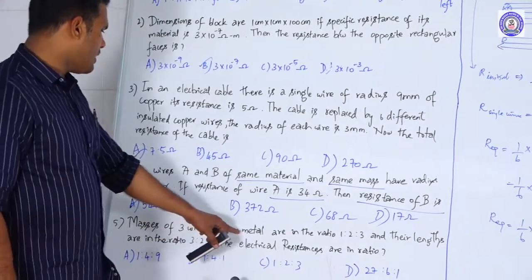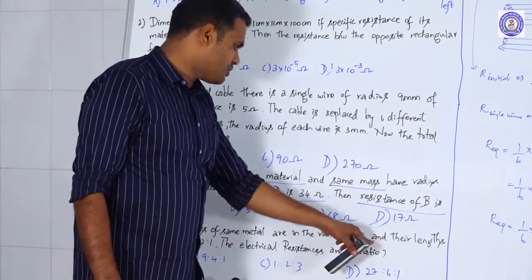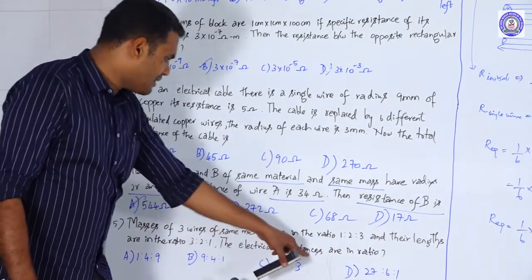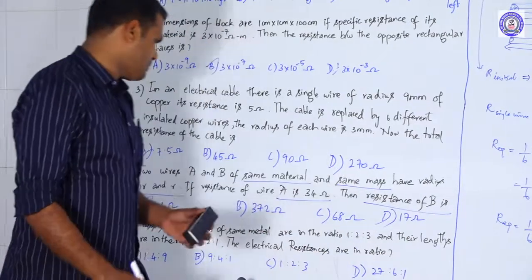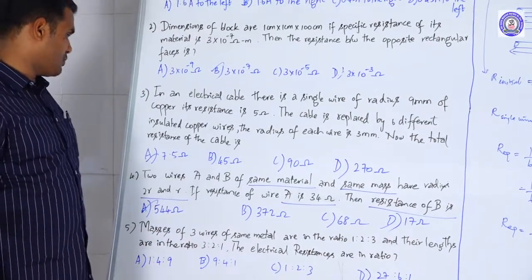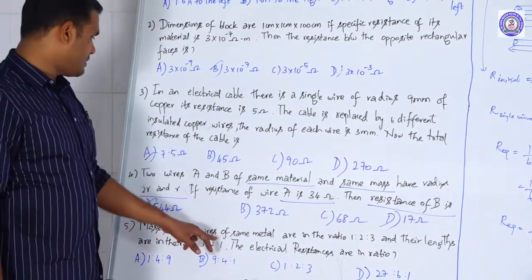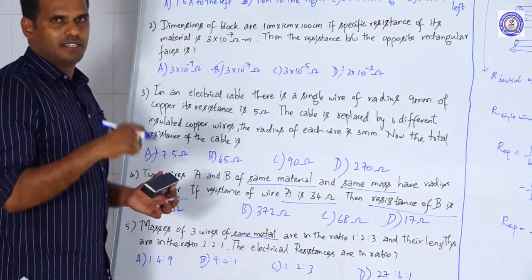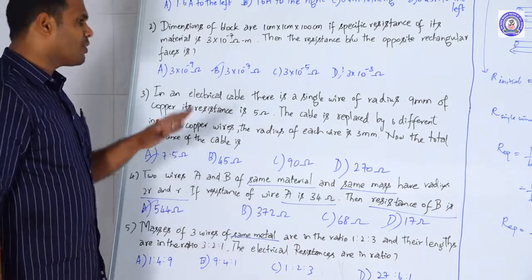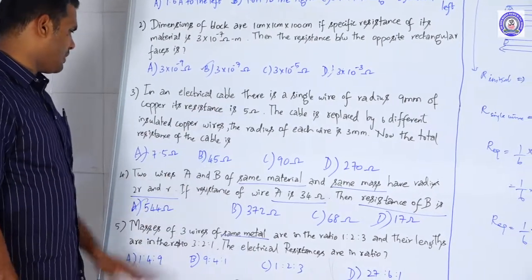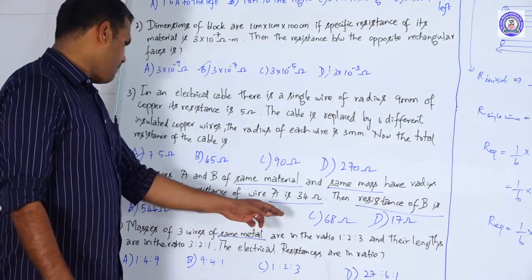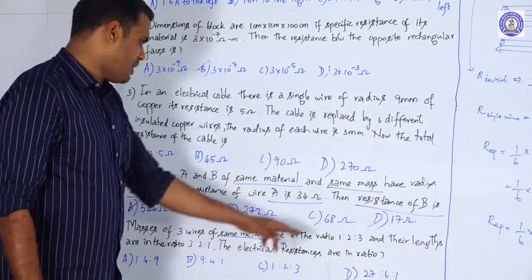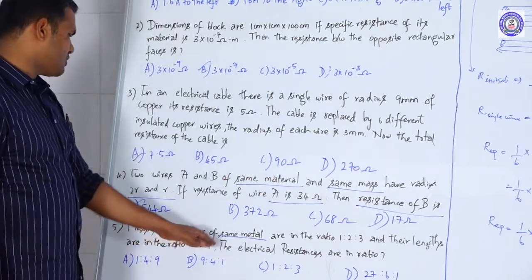Masses of three wires of the same metal are in the ratio 1:2:3 and their lengths are in the ratio 3:2:1. Then the electrical resistances are in the ratio. Same metal here refers to the resistivity, rho. So rho is the same for all the three wires. But their length ratio and mass ratio are different. Mass ratio is 1:2:3 and length ratio is 3:2:1.